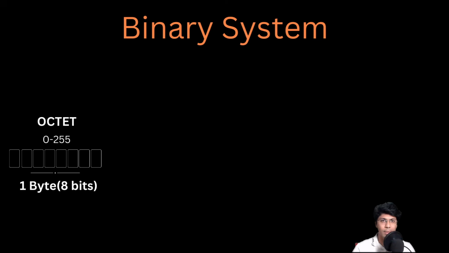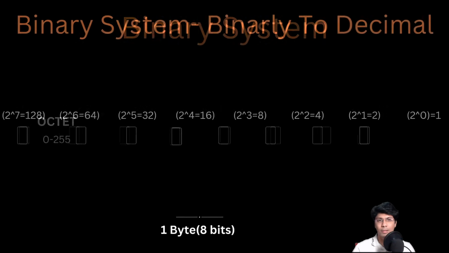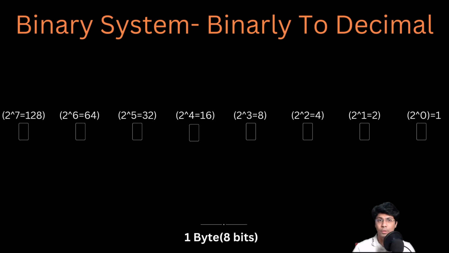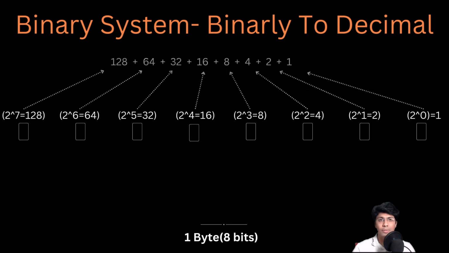In binary arithmetic, each bit within a group represents a power of 2. The first bit from the right in the group represents 2 raised to the power 0. The second bit represents 2 raised to the power 1. The third bit represents 2 raised to the power 2, and so on till the last bit, the 8th bit, which represents 2 raised to the power 7.